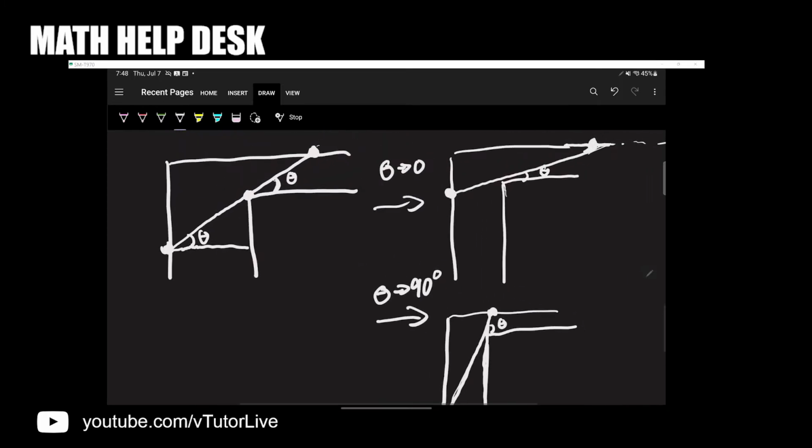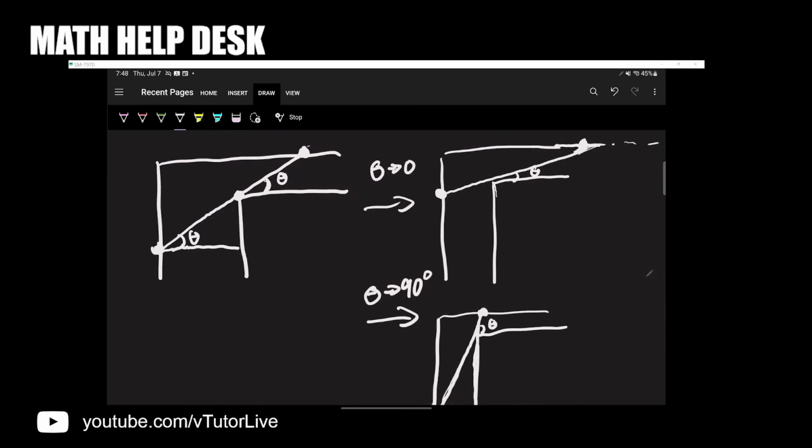So this presents a strange thought process where at both limits, with theta being zero and theta being 90, the length of the stick becomes infinite, which suggests there's some theta somewhere in the middle where the length of the stick will be a minimum. And that's where I confused myself. The problem's asking us to find the longest stick that'll fit, but this model will give us the shortest stick that touches both hallways and the pivot point.